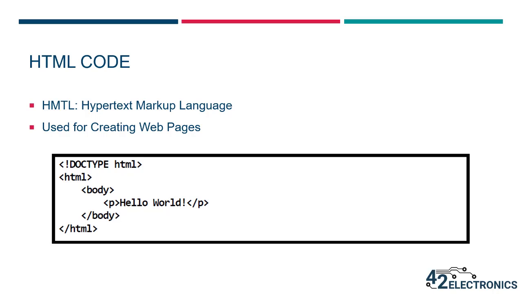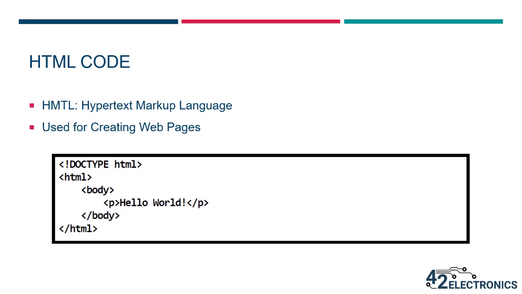So this may be old hat to you, or it may be brand new, but we're just going to go through the basics so everyone's on the same page. HTML, or hypertext markup language, is used for creating web pages. Just like Python, HTML code can be as simple or as complicated as you would like. So here's an example of a simple HTML file. This file will display the message "Hello World" in a web browser.